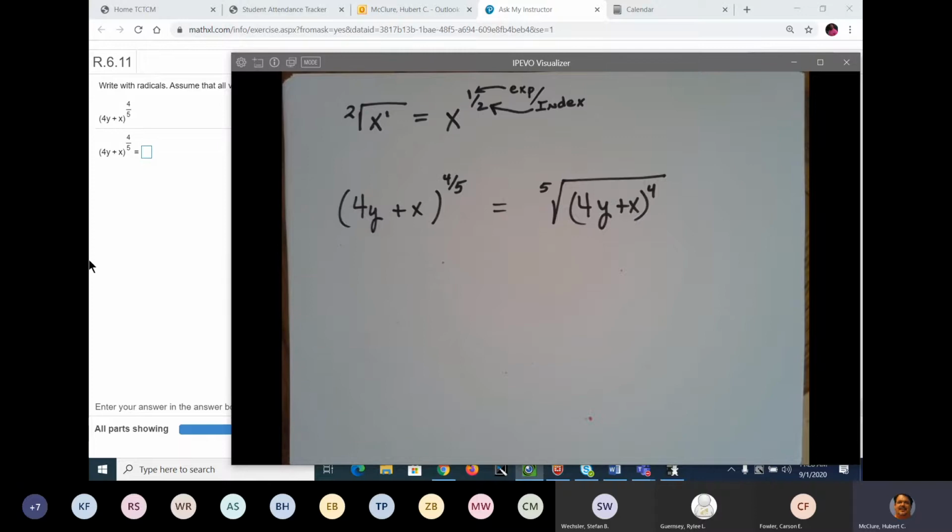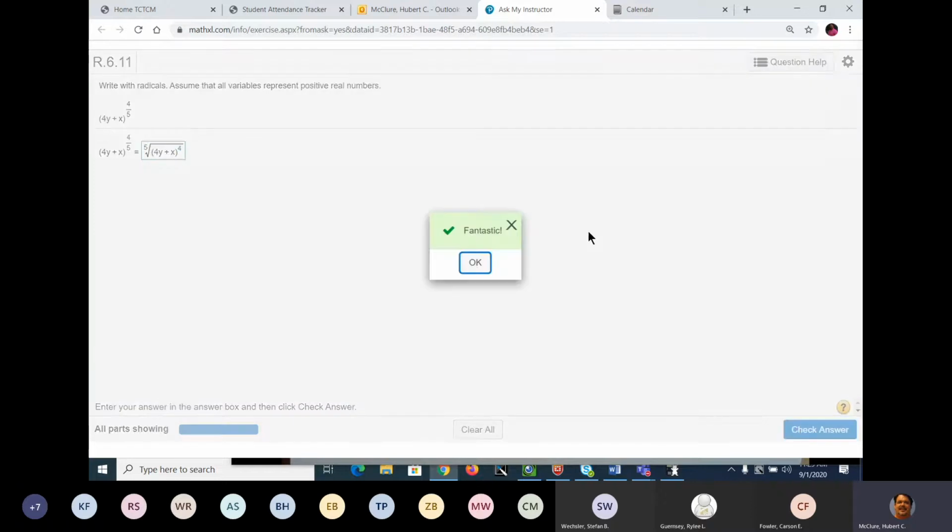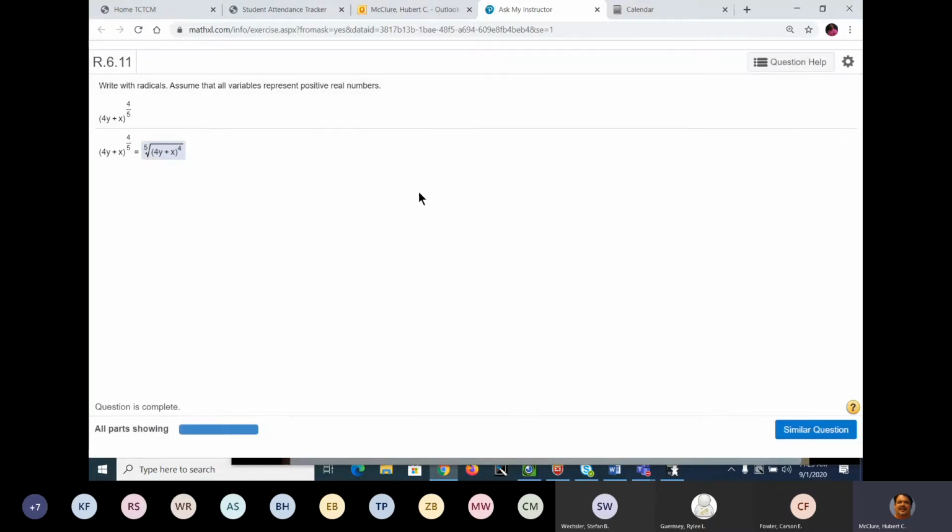Now, a lot of people don't know how to type that in. Well, you got to use the key down here, and that'll be the 5th root of parentheses 4y plus x, close parentheses, raise, shift up to the 4th power. And you should feel good about yourself. Yay! That's a test question. Okay, so out of the review, there's 2 good test questions that we could put on the test.